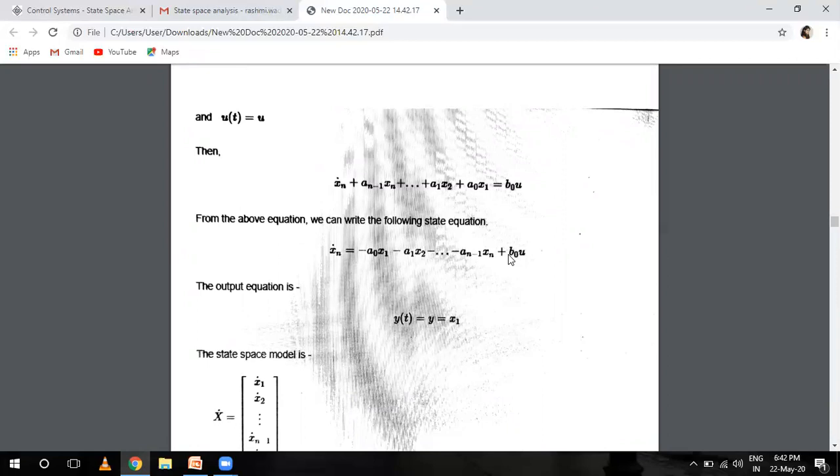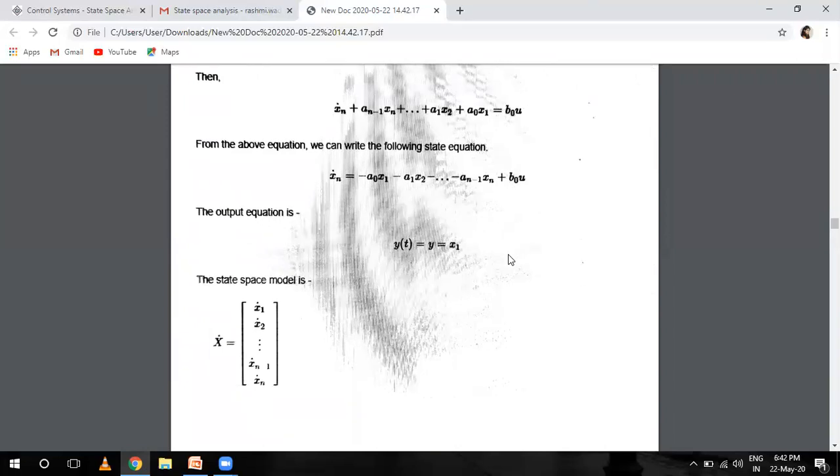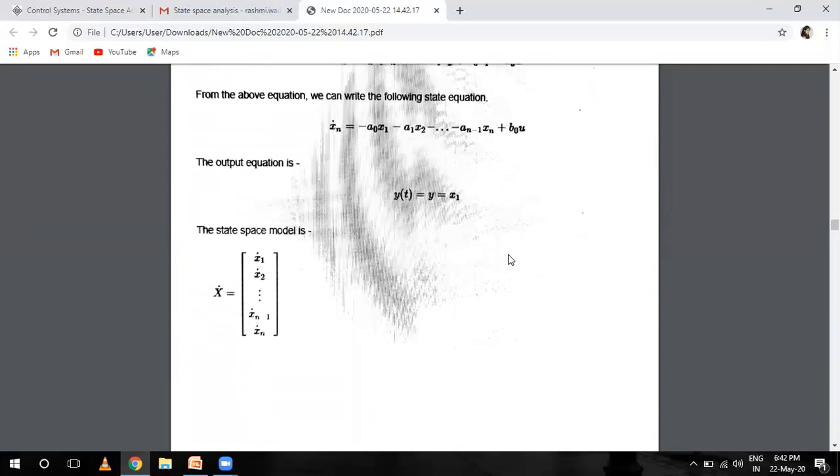From the above equation we can write the state equation like x dot n is equal to this. We take the right side terms to the right side and the left side terms to the left side. Then the output equation is y(t) is equal to y, which is equal to x1. So the state space model can be represented in matrix form like this: x dot 1, x dot 2, up to x dot n.